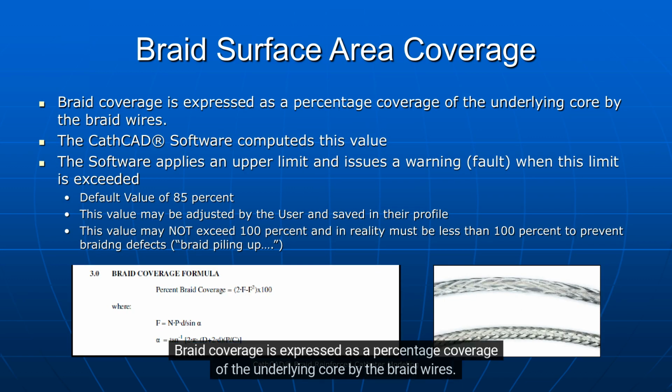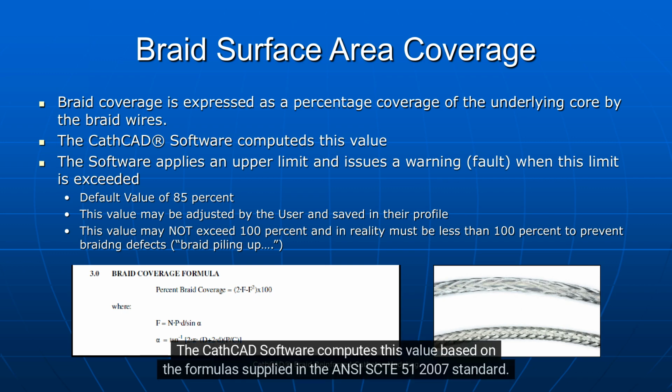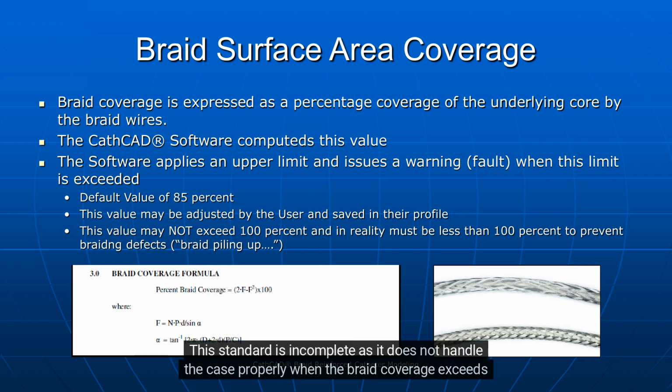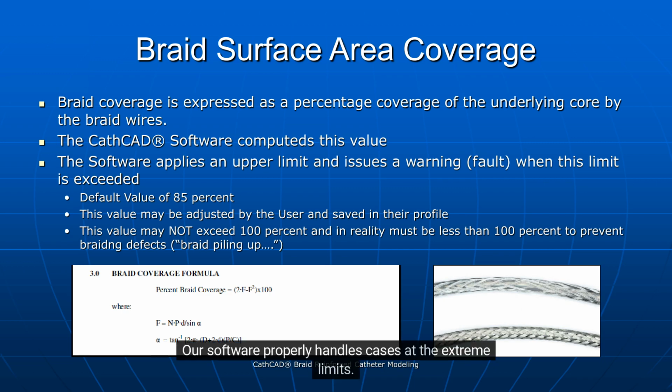Braid coverage is expressed as a percentage coverage of the underlying core by the braid wires. The CathCAD software computes this value based on the formulas supplied in the ANSI SCTE 51-2007 standard. This standard is incomplete as it does not handle the case properly when the braid coverage exceeds 100%. Our software properly handles cases at the extreme limits.